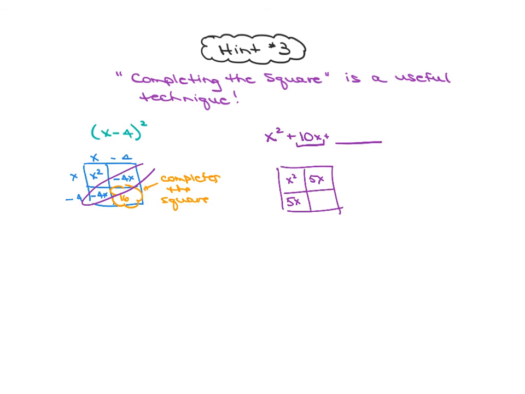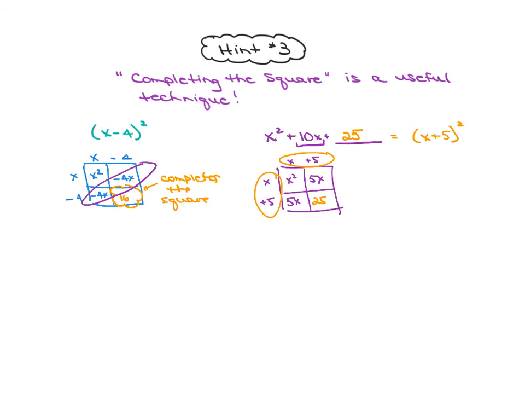Notice that matches this pattern. So I have x plus 5, and the number to complete the square, 5 times 5, is 25. So we'd say 25 completes the square. I now have a perfect square trinomial that factors into the binomial x plus 5 squared.